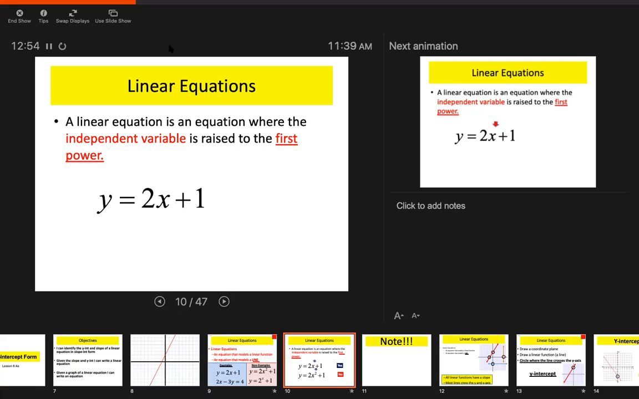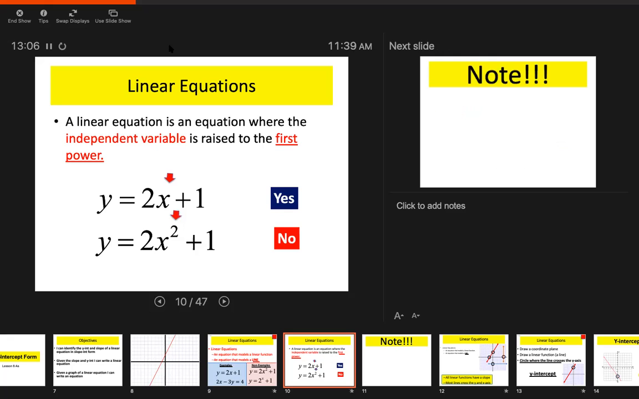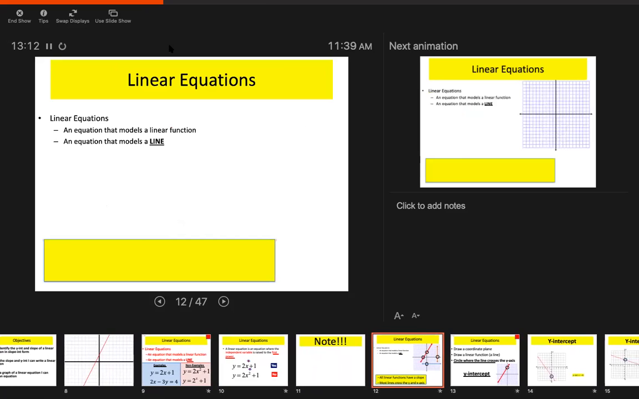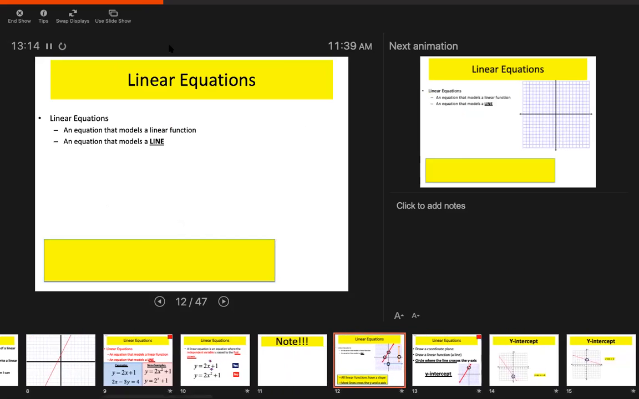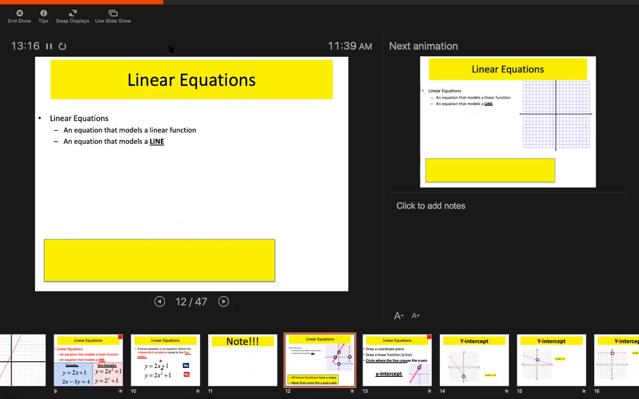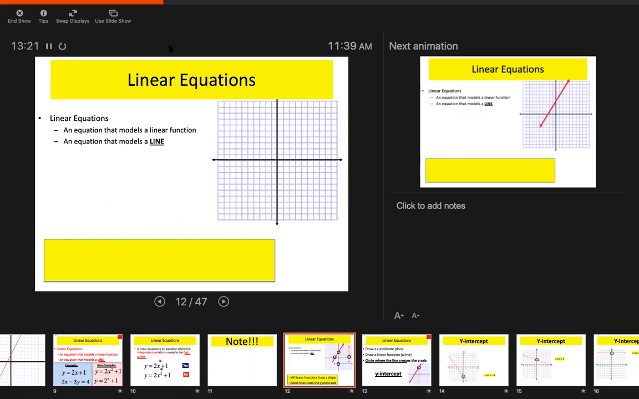All right, linear equation, yes or no? Yes. Why? Because it's to the first power. Linear equation, yes or no? No, because x is to the second power. That makes a smiley face. It has a much more mathematical name than smiley face. What's the name? Parabola. Parabola is what x to the second power makes. Linear equations make lines.